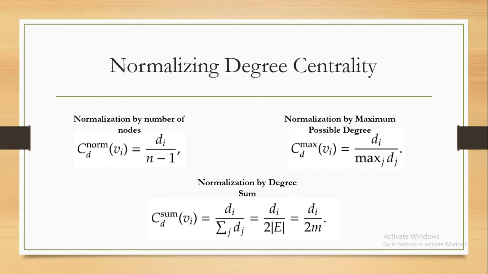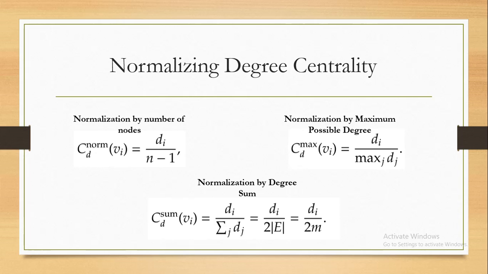The third method is normalization by degree sum. In the first approach, our dividing factor was the number of users. In the second method, our dividing factor was the maximum degree. And in the third case, we take the sum of the degrees of all users in that particular network. For example, in our Facebook network, there are 1000 users, so we will take the summation of the degrees of all 1000 users, and that would be our dividing factor.